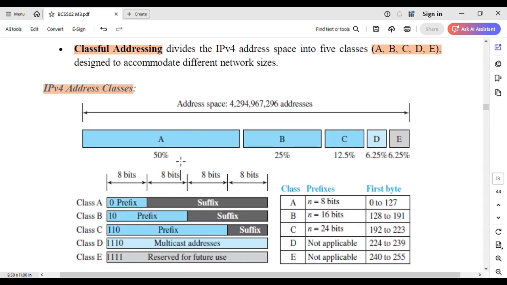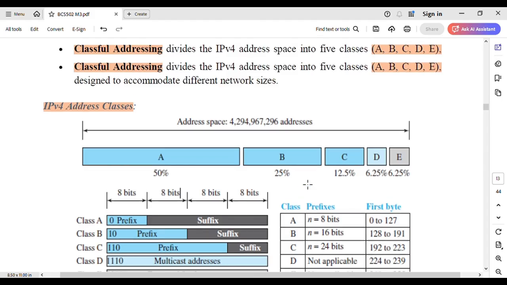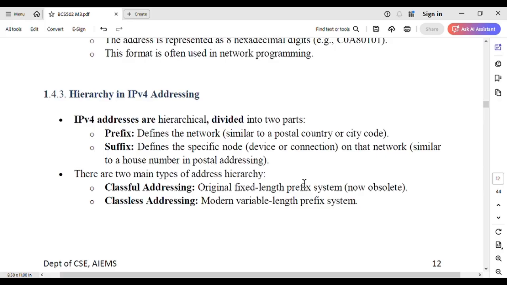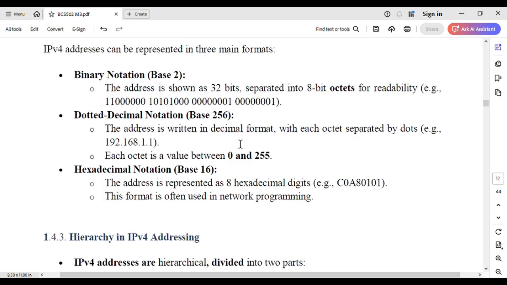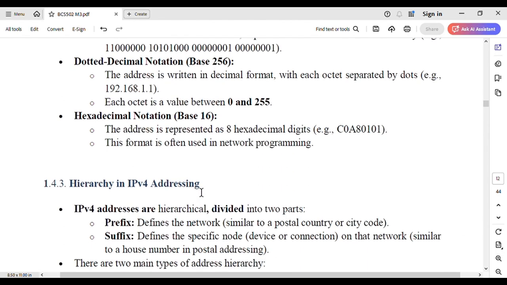Class A occupies 50%, class B occupies 25%, class C occupies 12.5%, D has 6.25%, and E is also 6.25%. Before discussing classful IP addresses, we need to know about the representations. There are different notations: binary notation, dotted decimal notation, and hexadecimal notation. Wherever we use them, we can use different notations, but the meaning is the same.